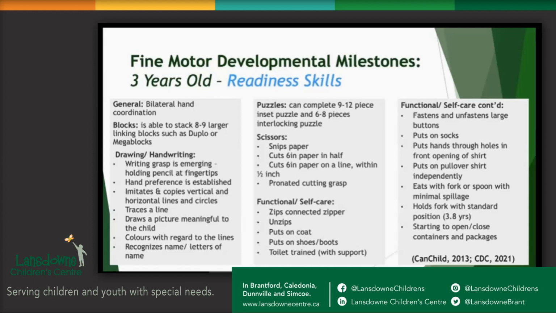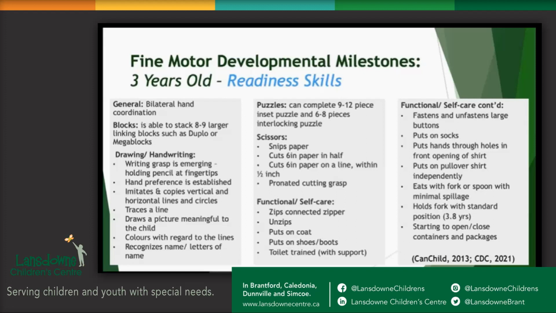The other piece is we also wanted you to understand that bilateral hand coordination really underpins a lot of these different skills. This is where the two hands are really working together to complete a task. Again, with scissor skills, you need to be able to hold the paper with one hand and cut with the other hand. Same with using zippers or even eating with a fork or a spoon. Again, bilateral coordination is really important here. We'll talk more about this in a few slides later.